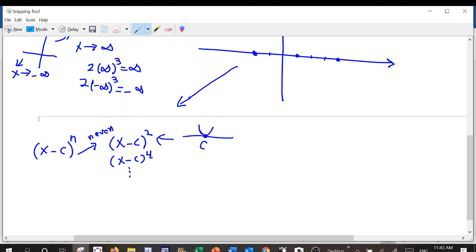Now, if it's 4 or more, then not only does it bounce, it also flattens a little bit. Before it touches here, it gets close to the axis and then touches it and stays close and then bounces back out. So that's how it behaves if it's 4 or more. So it bounces and flattens.